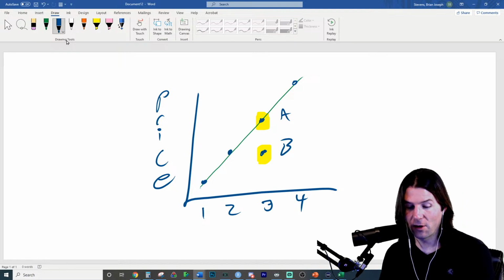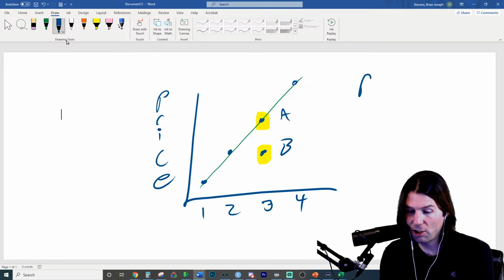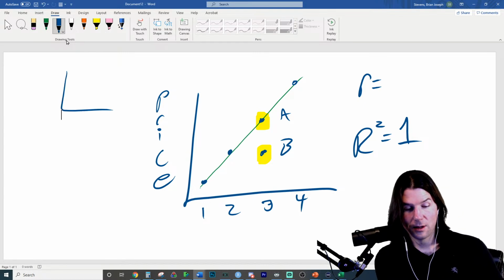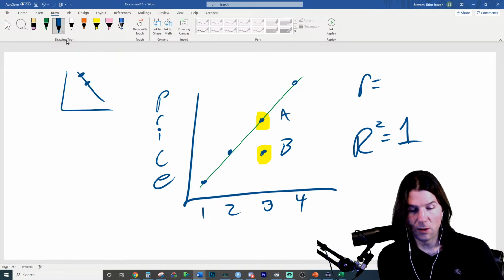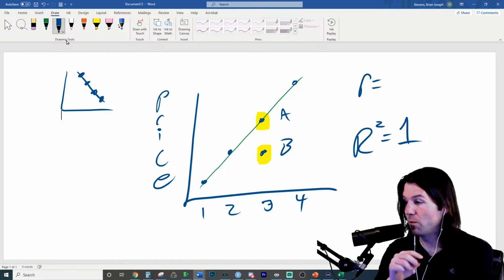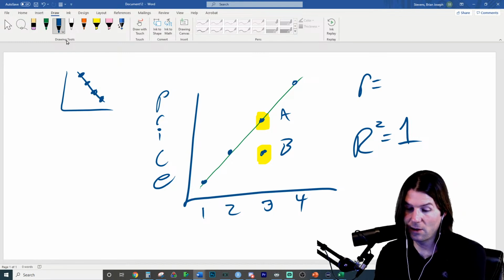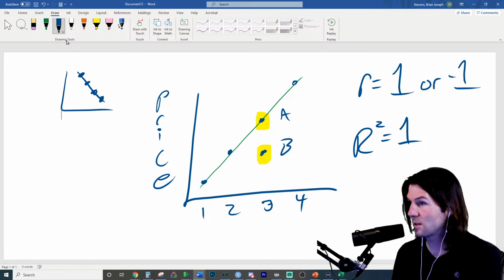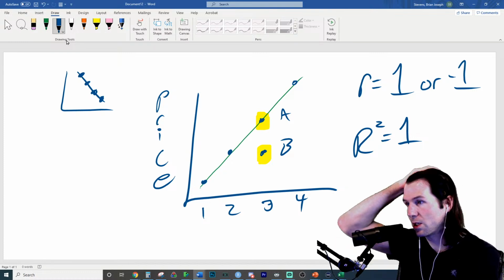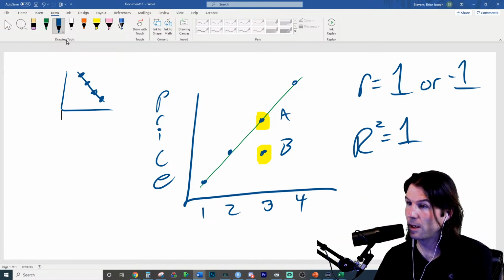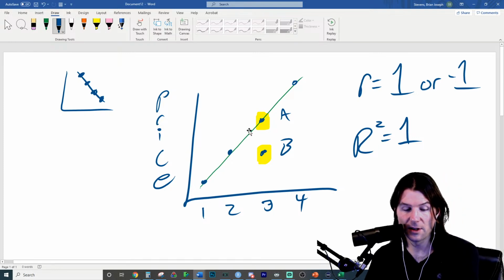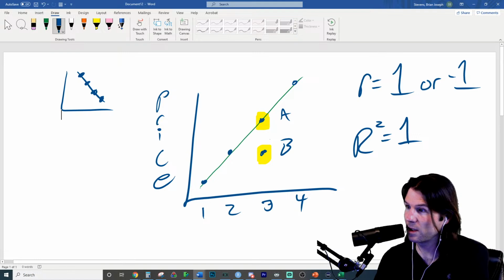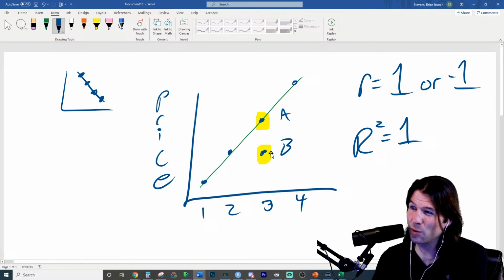Because the only way to have an r squared of 1 is to have a correlation equal to what? The only way to get an r squared of 1 is to have a correlation that is either 1 or negative 1. Does that make sense? The only way to have all the variation explained is to have a correlation of either 1 or negative 1. And by virtue of 2 cars of the same year having different asking prices, you can't have a perfect correlation. So this is actually a true answer.